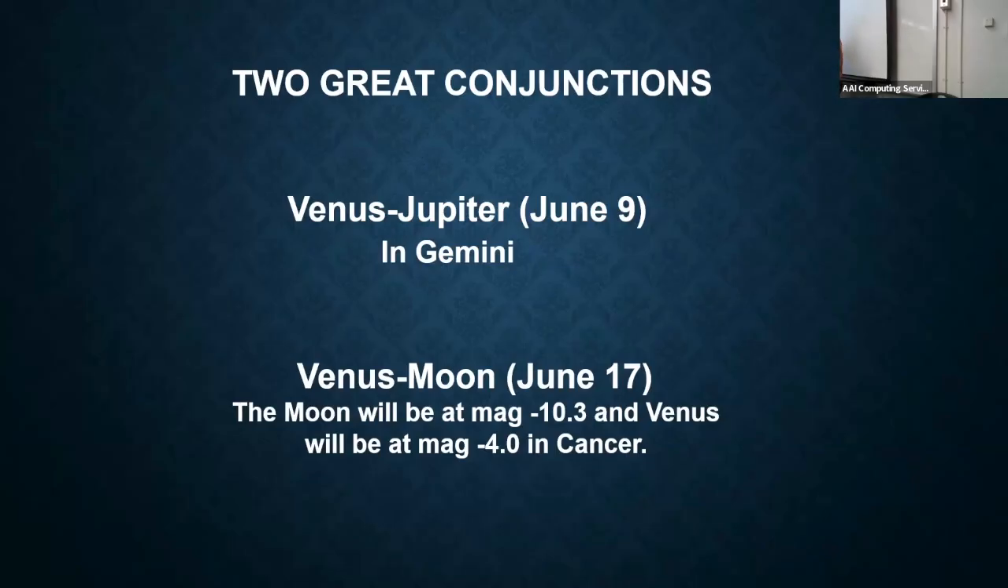Venus is very bright. What this says, the moon will be at mag, which means magnitude, at a magnitude of minus 10.3. The magnitude scale is logarithmic, and it gets brighter as the number gets lower. So something that's magnitude 2 is much dimmer than something that's magnitude 1. The brightest stars are about magnitude minus 1, 1.5, I think.